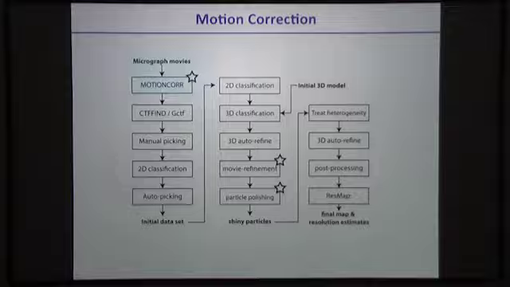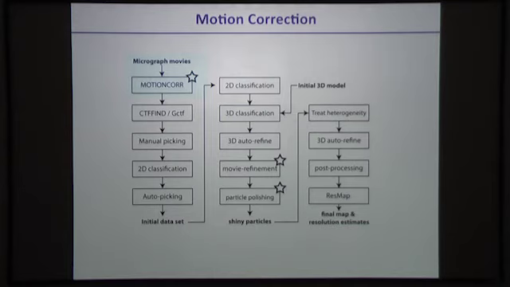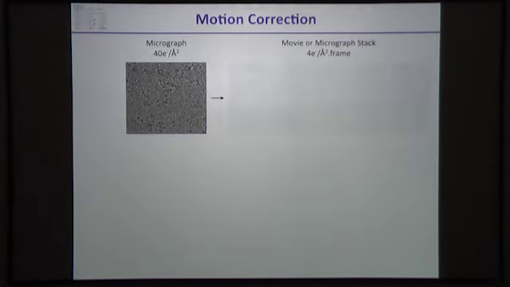OK, so the first step after you've collected your images is to perform motion correction. Let's say we collected images with 40 electrons total dose per Angstrom squared, and that would be a micrograph. But instead of collecting a still image, we collected a movie that contains many frames. In this case, it's 10 frames, and each of them will have 4 electrons per Angstrom squared. But what really happens in the microscope is that the stage will have a little bit of drift, and the sample will actually move when the electrons are going through it. And that's called beam-induced movement.